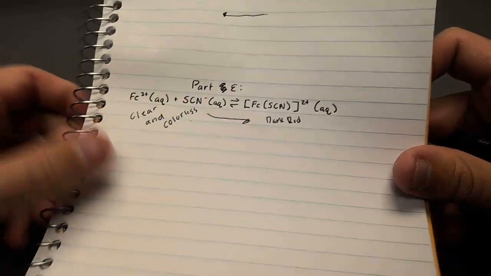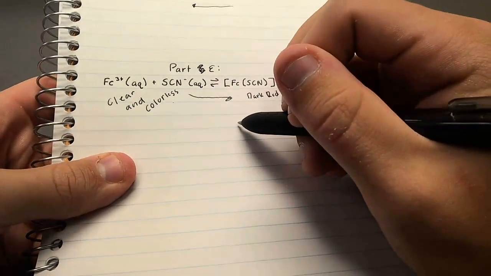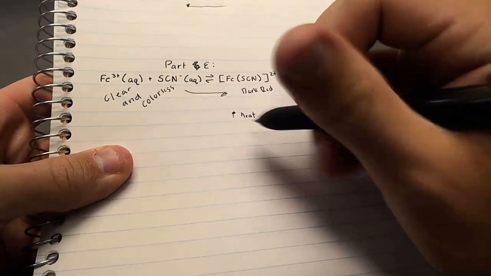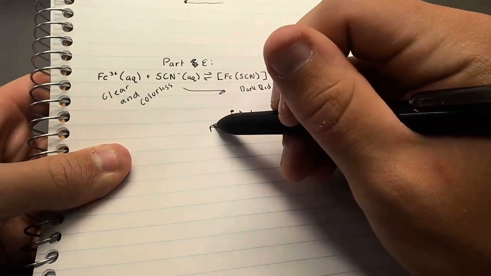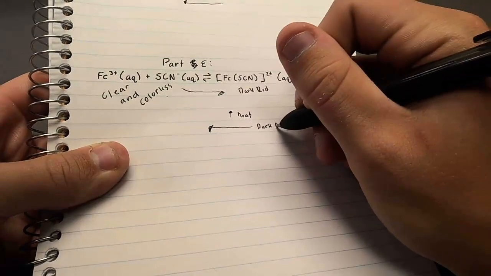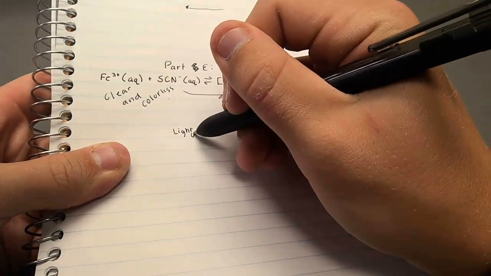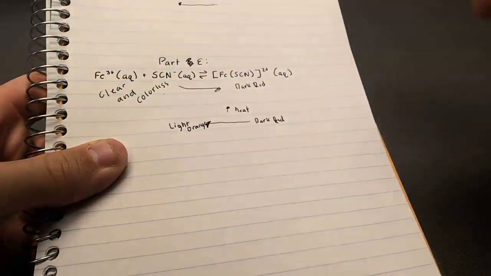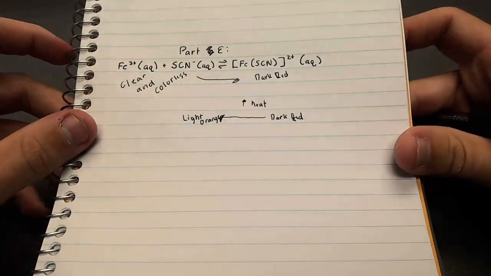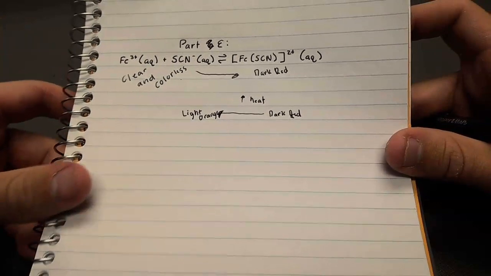Now, since those turned into a dark red, that proves the color change. So now you want to add heat. When heat is added, it became a light orange. So the increase in heat caused it to shift to the left towards the reactant side, because the dark red color became a lighter orange color. This would cause a shift away from the products to the reactants, which makes this reaction an exothermic reaction, unlike the last one.